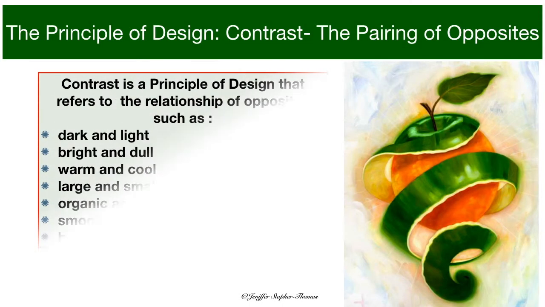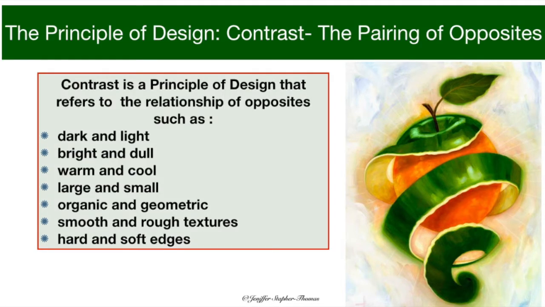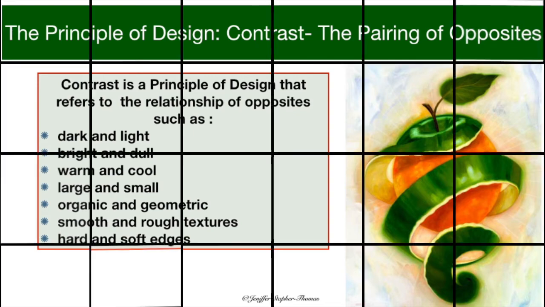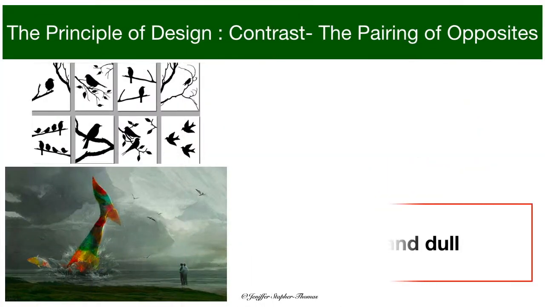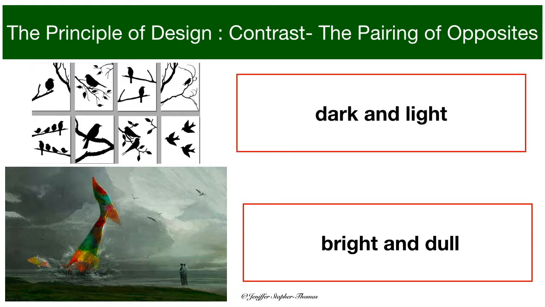The principle of design, contrast, the pairing of opposites. Contrast is a principle of design that refers to the relationship of opposites such as dark and light, bright and dull, warm and cool, large and small, organic and geometric, smooth and rough textures, hard and soft edges. Let's examine how artists use the principle of design, of contrast, of the pairing of opposites.